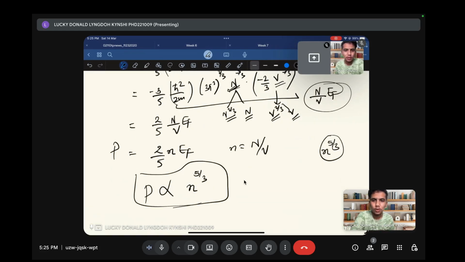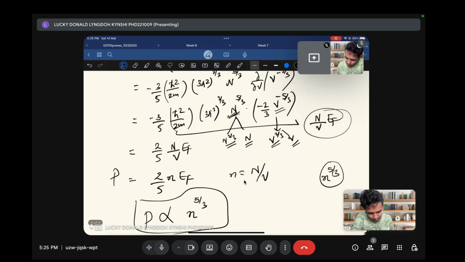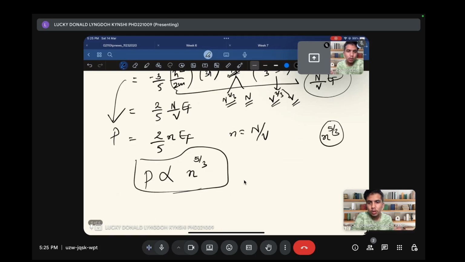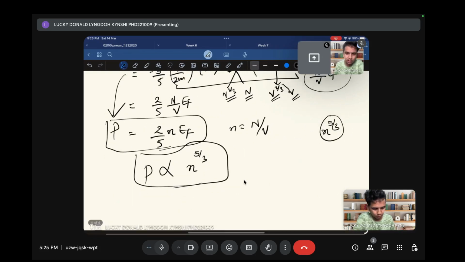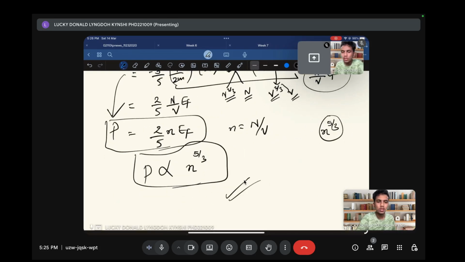Okay, so you can look from here at your pressure. If somebody asks what is the equation or formula of your pressure, you can write it in this form. Or if asked how the pressure is related to the density of particles, then you can write it as n to the power 5 over 3. This is the number of particles, and volume also to the power 5 over 3. So n by v to the power 5 by 3, you will get the pressure. Okay, so this solves your questions.